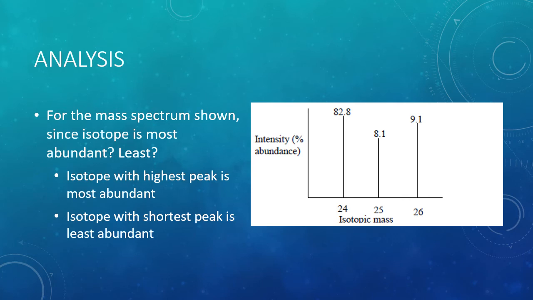If you were trying to determine simply which isotope is the most or least abundant, you are looking at the peak heights. Ideally, the numbers for the heights should be listed as they are in this graph. So for example, I know that the isotope number 24, which has a height of 82.8%, is the most abundant because that is the tallest peak that is shown. Conversely, I know that isotope number 25, with a percent abundance of 8.1%, is the least abundant because it is the shortest.